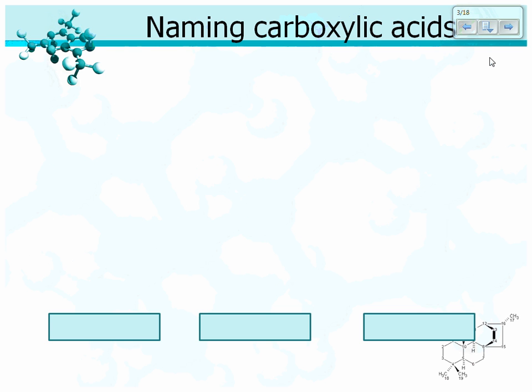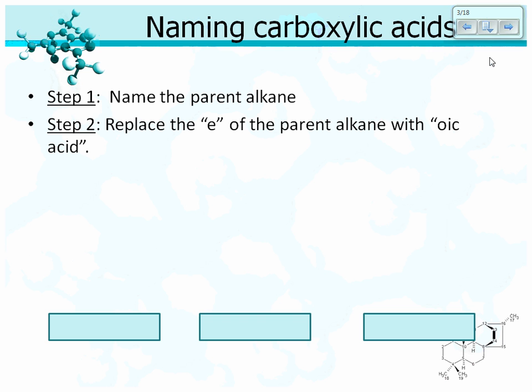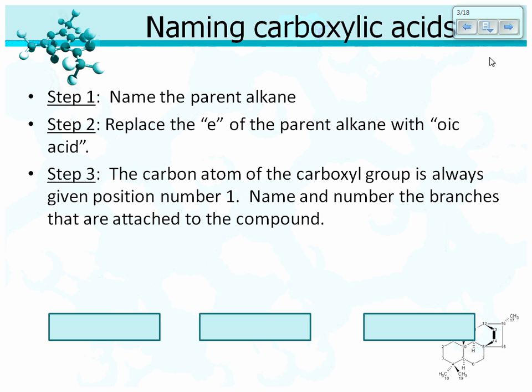All right, naming carboxylic acids. Step 1, you name the parent alkane. It has to contain that COOH, or that carboxyl group. Replace the E of the alkane with oic acid, and the carbon atom of the carboxyl group is always given position number 1. Name and number the branches that are attached to the compound.